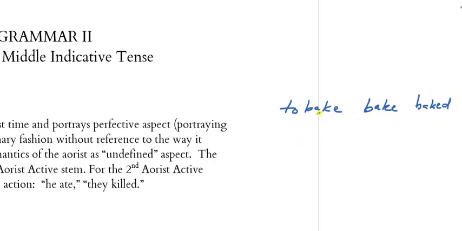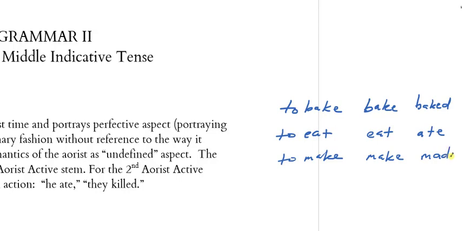Now, how about the verb to eat? What is the present principal part? Okay, good. So I eat, you eat, and the third person always adds an S to the present principal part, right? He bakes, he eats. The past is ate. Very good. How about to make? The present is make. What's the past? Made. Okay, very good.